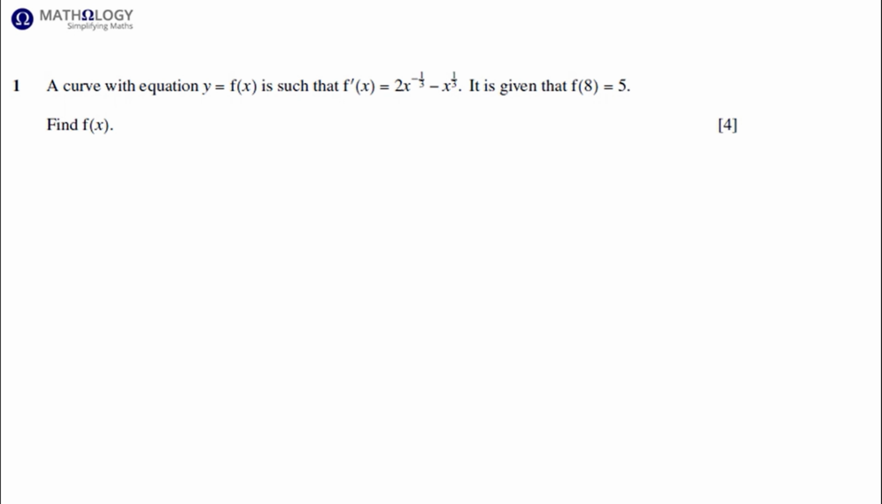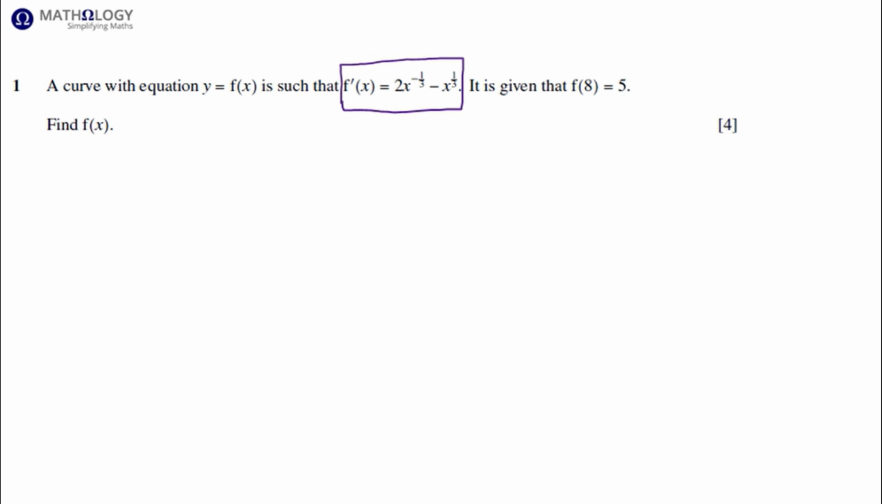A curve with the equation y equals f of x is such that f prime x equals 2x to the minus a third minus x to the third. It's given that f of 8 equals 5, and we are required to find f of x. Okay, so we are given a derivative function, and we are required to find the function itself, f of x.